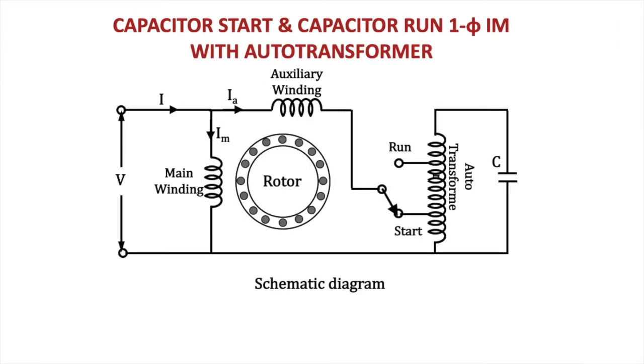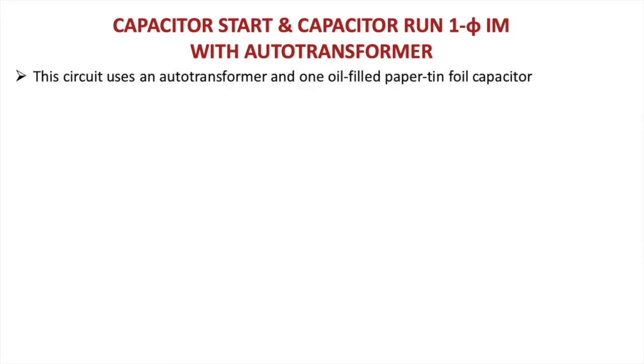Now we will discuss the capacitor start and capacitor run single phase induction motor with auto transformer. Instead of having the centrifugal switch and two capacitors in the circuit, we have the auto transformer, which serves the purpose of creating the phasor difference between the main winding and the auxiliary winding. A single transformer and a single capacitor can give better performance of the circuit in start and run conditions. The circuit uses an auto transformer and one oil-filled paper tin foil capacitor.